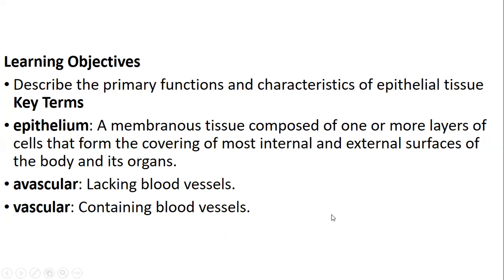The key terms in this presentation are, first, epithelium. The epithelium is a membranous tissue composed of one or more layers of cells that form the covering of most of the internal and external surfaces of the body and its organs. That is what is referred to as the epithelium. It is the membranous covering composed of one or more layers of cells that form the covering of most internal and external surfaces of the body.